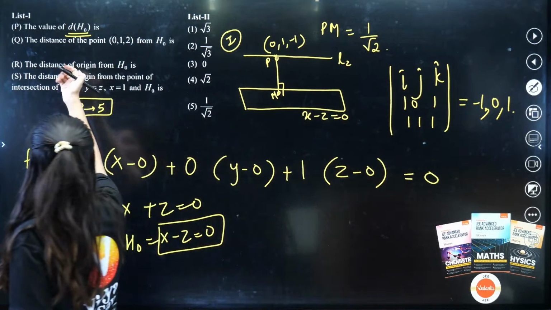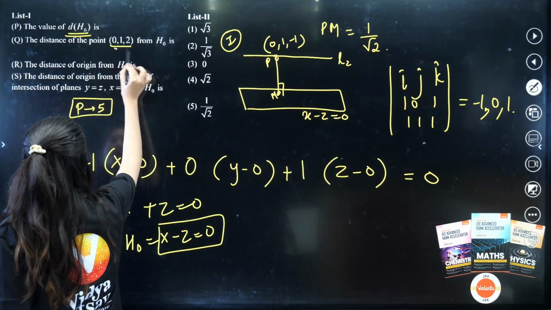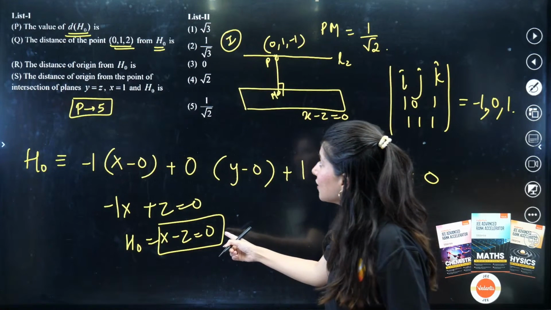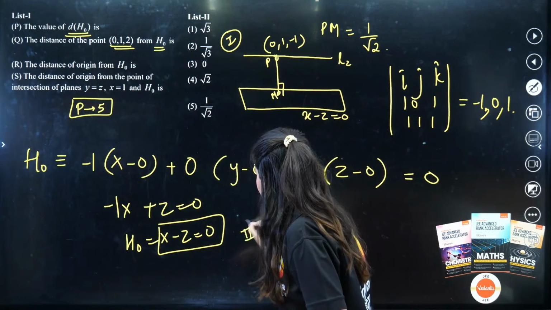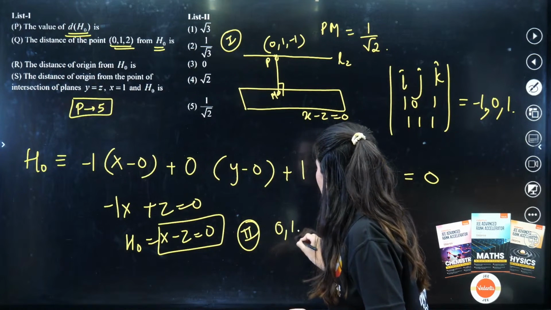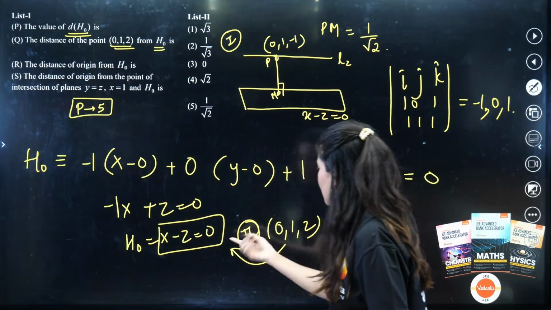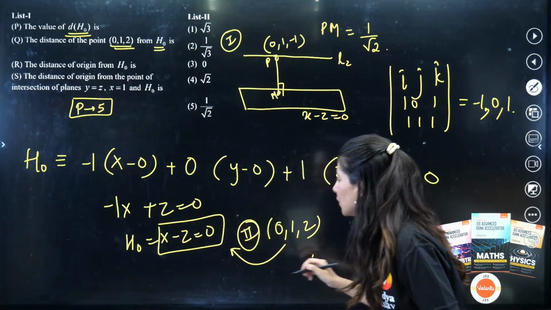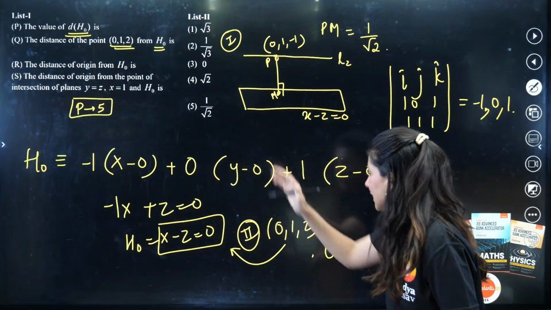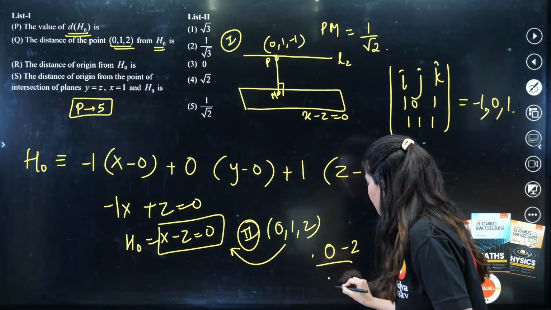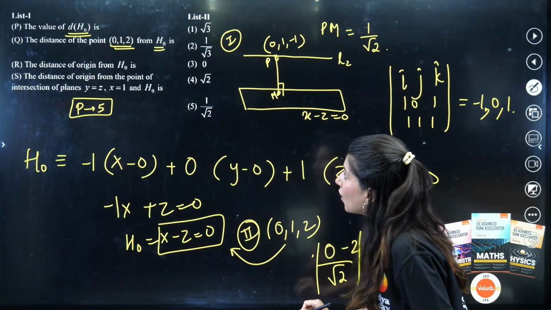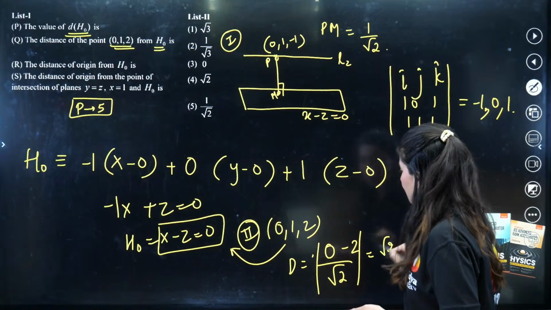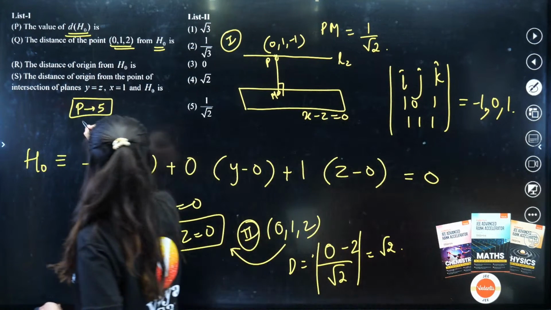The second part they are asking, the distance of this point from H0. Now this is actually very easy. This is your plane, right? So you are talking about the second part. This is your point 0, 1, 2 and this is your plane. So just put this point in this plane. So 0 into 0, if you put in the place of x, this 0, y is anyway 0. So mod of minus 2 upon root 2 is your distance. So this is going to be actually root 2. So Q is actually having root 2 as the answer.